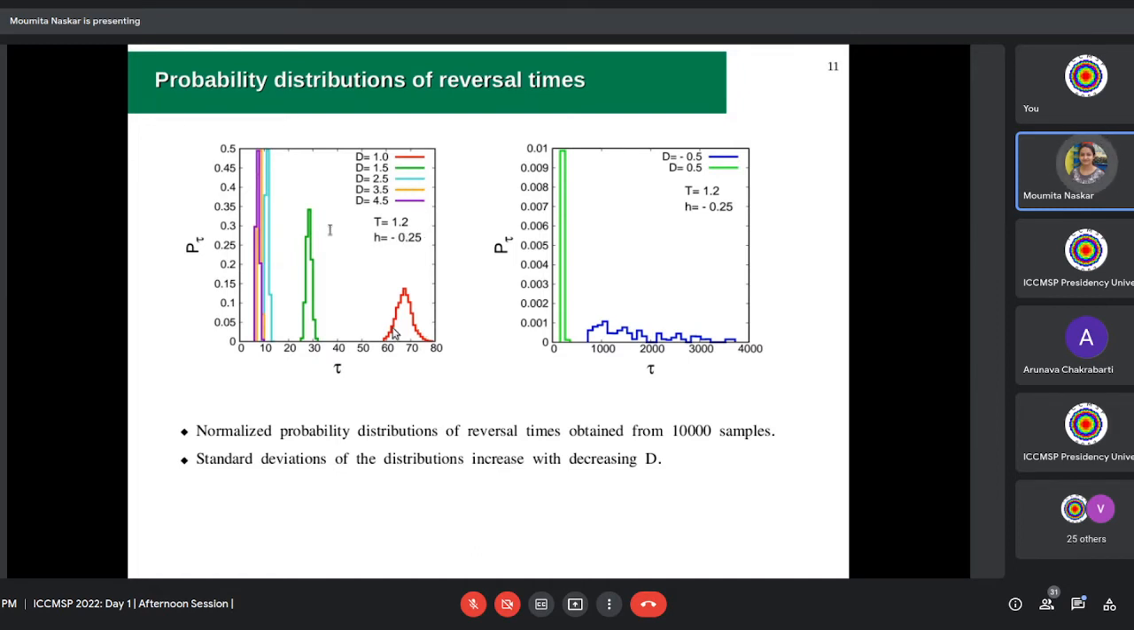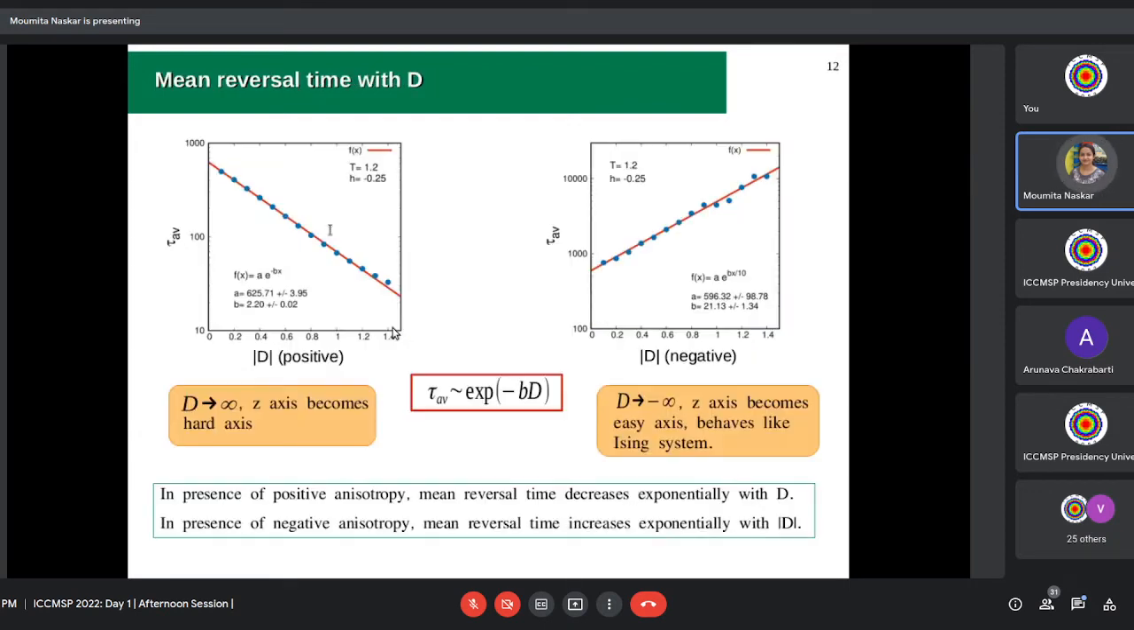Since a statistical distribution is present here, it's better to proceed with the mean or average value of reversal time and to check its variation with both positive and negative anisotropy. Actually, if we merge these two plots, it is the same line, but here we have presented them separately because the sign of D has different physical significance.